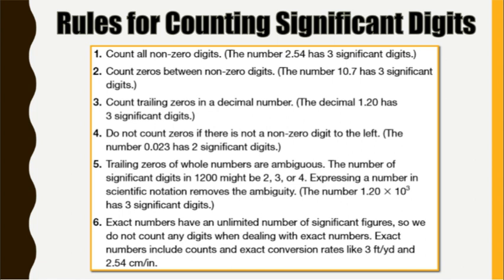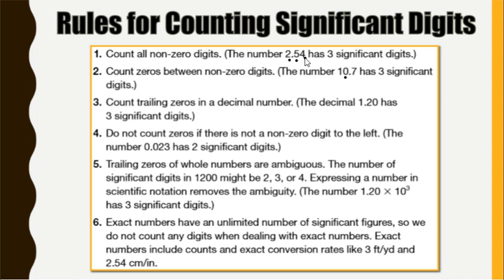First one is count all non-zero digits. So the number 2.54 has 3 significant digits. We got 1, 2, and 3. Those are all non-zero digits. So all of them need to be counted. The second rule, count zeros between non-zero digits. So the number 10.7 has 3 significant digits. The 0 is between 2 non-zero digits, so we would need to include that.